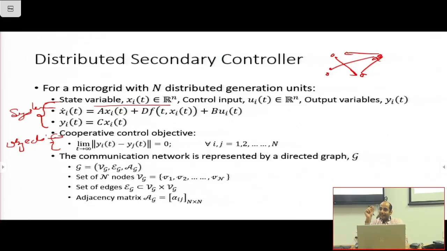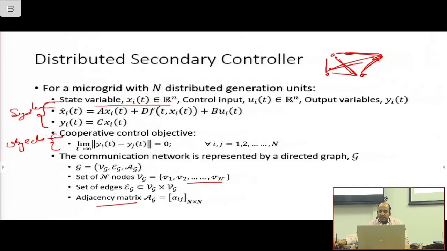So each entity which can communicate is basically called a node. So if there are n sources in our microgrid, we'll have n number of nodes. Clear? So as you see here, we have these n number of nodes. Then we have edges. Edges represent the communication channels. For example, these are the edges. Okay, like that. And then we have an adjacency matrix.